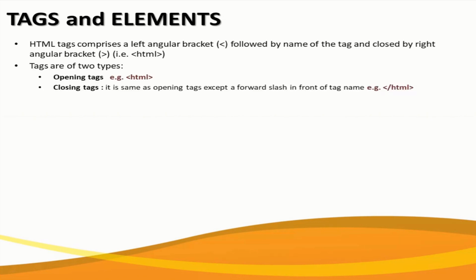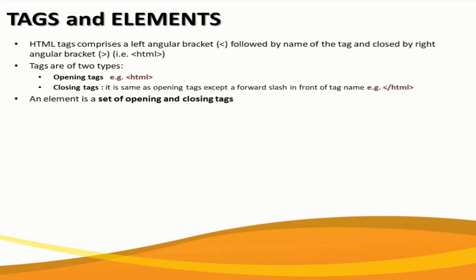Two types of tags are there, opening tag and closing tag. The previous example is of an opening tag, and a closing tag is the same as an opening tag except for a forward slash in front of the tag name. Have a look at the example where everything is the same but a forward slash in front of the tag name. That is the example of a closing tag. A question may arise: why closing tag? For this, elements come into the picture.